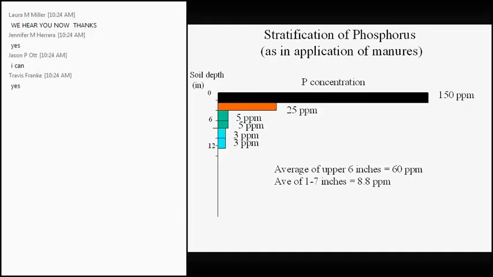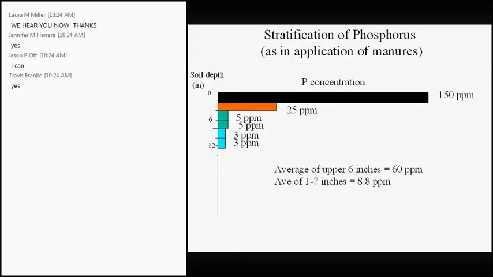We make a recommendation that you go out and collect a 0 to 6 inch sample. So you go out and take a 0 to 6 inch sample from this particular site. We got 150 parts per million in the 0 to 2, 25 parts per million in the 2 to 4, 5 parts per million in the 4 to 6, and 5 to 3 parts per million from there on down. So you take a 0 to 6 inch sample and you end up with 60 parts per million. Well, we don't make recommendations if you're above 50 parts per million for most crops. So your recommendation would come back 0 for phosphorus.